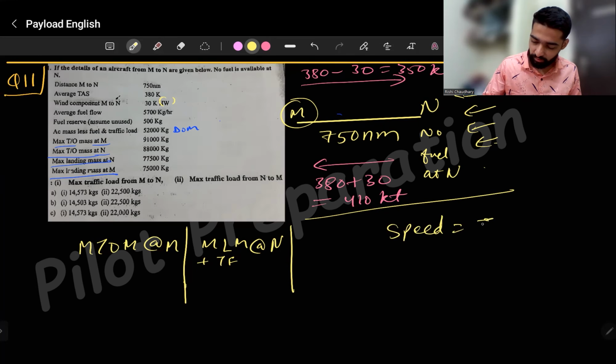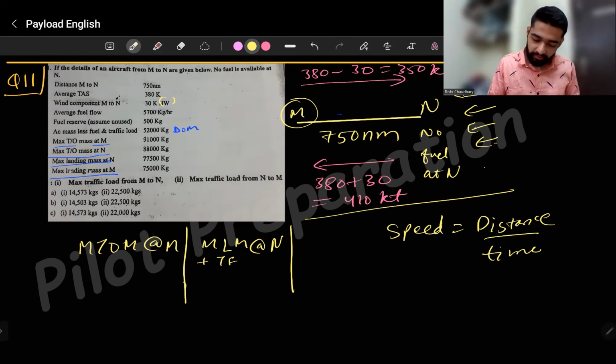distance by time. So speed here is given. Average true air speed is 380 knots. And from M to N, my speed is 350 knots. So 350 knots is equals to distance. Distance is how much? 750 by time.